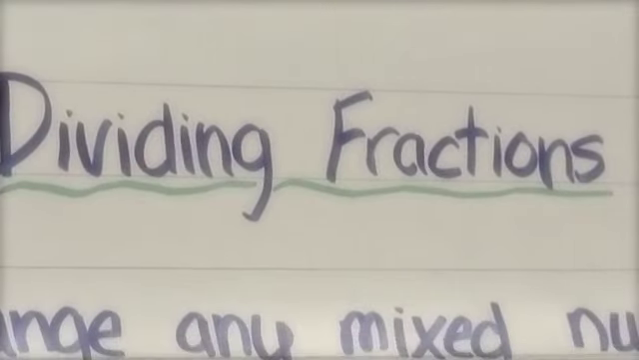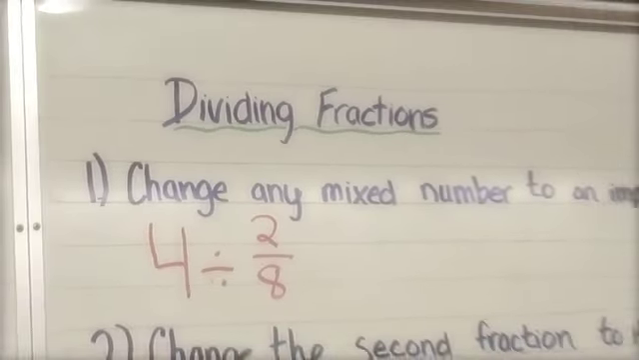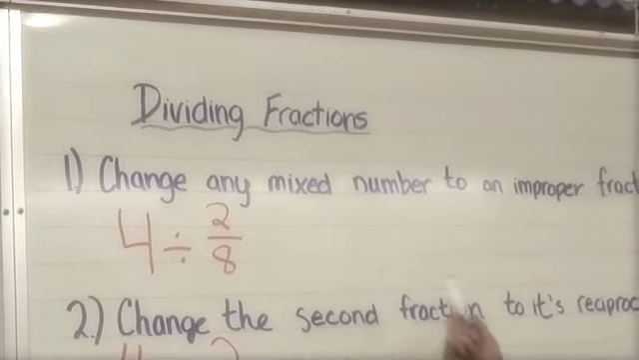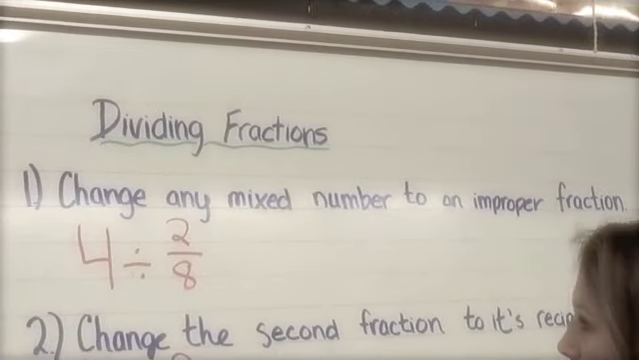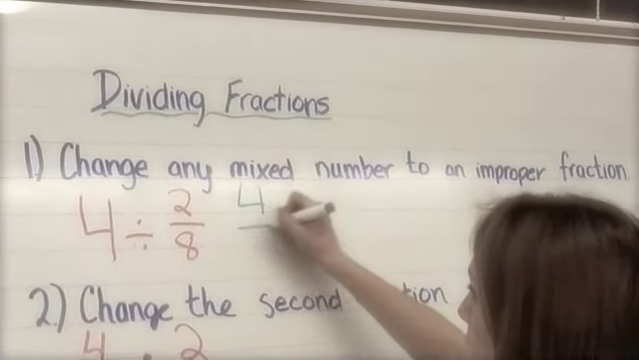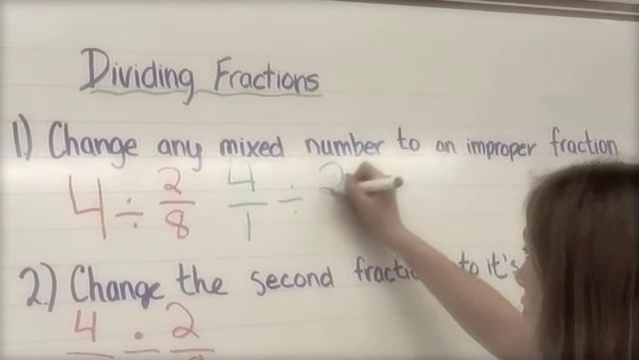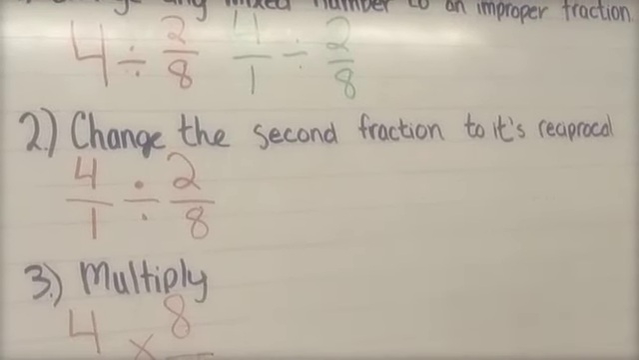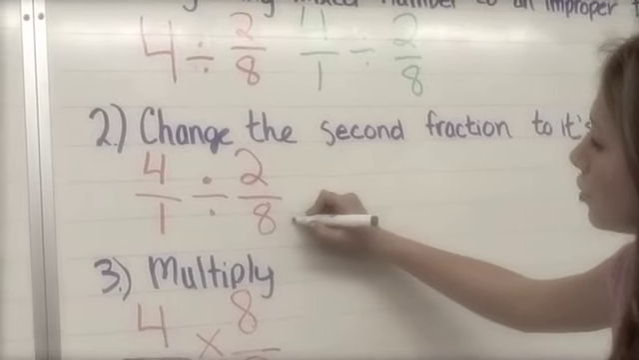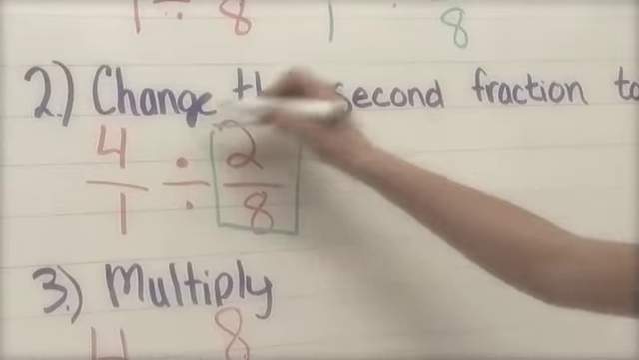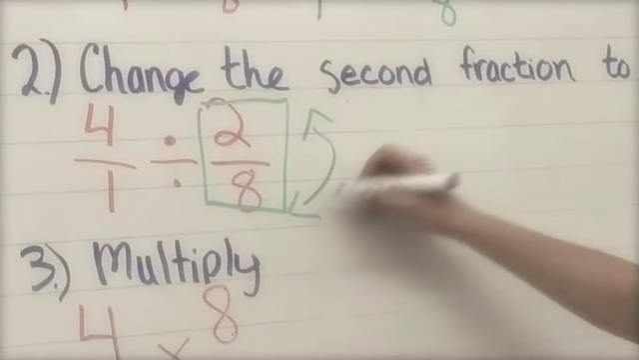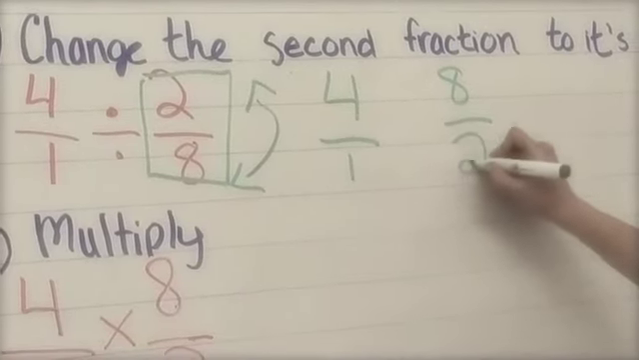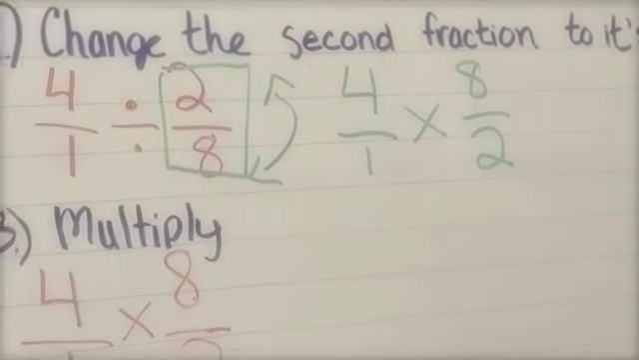Dividing fractions. The first step of dividing fractions is changing any mixed number to an improper fraction. In this equation, 4 divided by 2 over 8, there is no mixed number, but there is a whole number, so you have to change it to 4 over 1 divided by 2 over 8. The second step is to change the second fraction to its reciprocal. You take the second fraction and switch the numerator with the denominator. That means 4 over 1 and 8 over 2. After you've done that, you add a multiplication sign in between them.